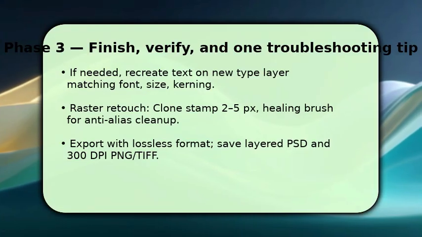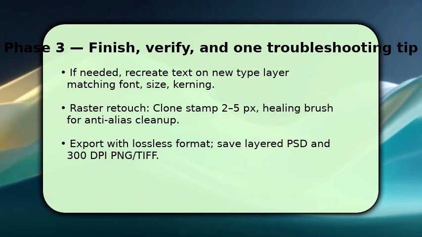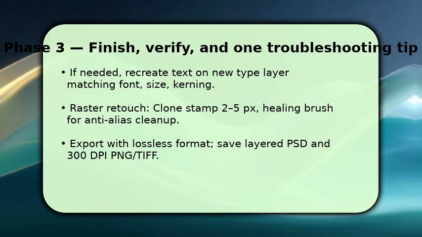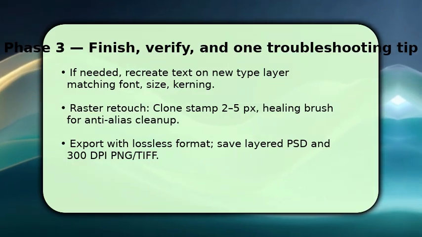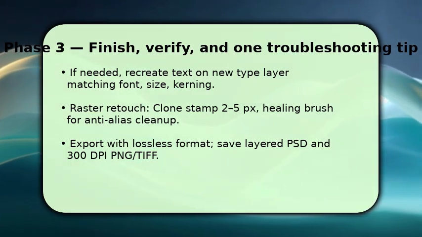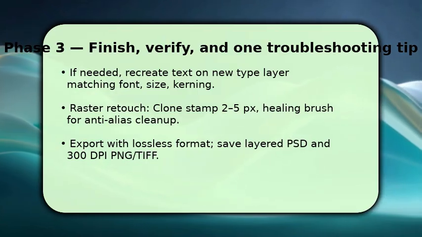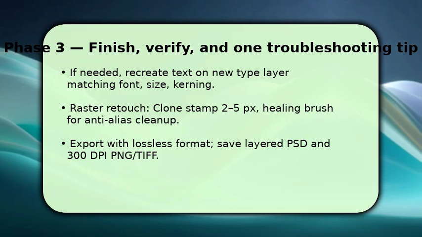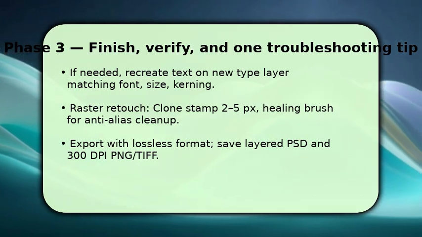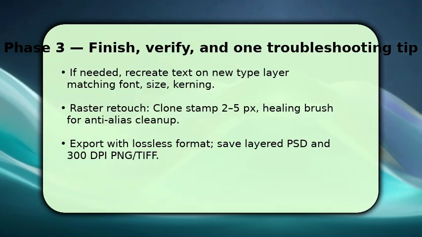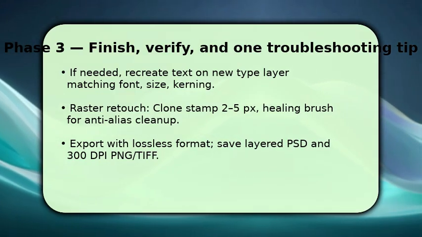You finish by deciding whether to recreate the text or repair it in place. If recreation is best, sample font, size, and kerning, place a new type layer, and align it exactly to the original. If you repair, use a small clone stamp and the healing brush at 2 to 5 pixels to clean anti-aliased edges, then reapply sharpening selectively. Finally, save your layered PSD and export a lossless 300 dpi PNG or TIFF.